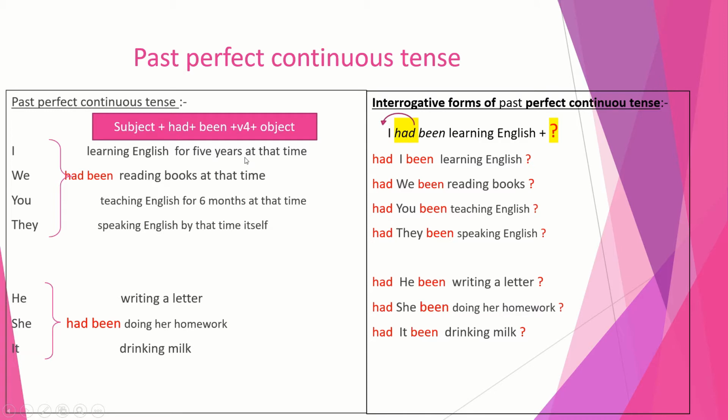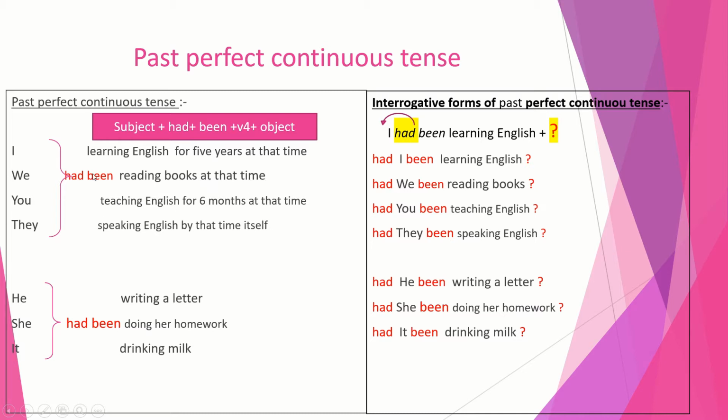For 5 years at that time. Remember the keyword: at that time. I is the subject, had been is the auxiliary verb, learning is the verb form, English is the object. For 5 years at that time is the keyword. We is the subject, had been is the auxiliary verb, reading is the verb form, books is the object, at that time is the keyword.